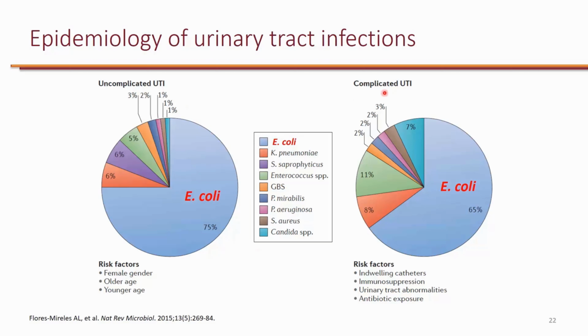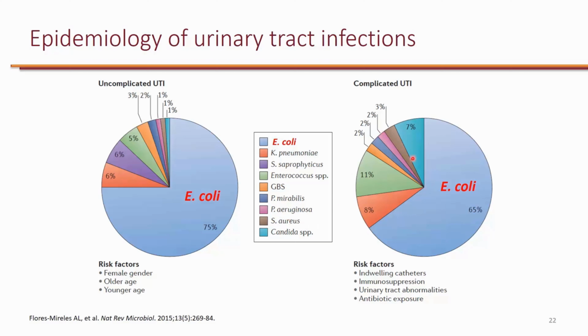And of course, when it comes to complicated UTI, it's still E. coli as your number one organism, along with Klebsiella and Enterococcus. However, note that in complicated UTI, you do start to see more Candida species causing UTI, or candiduria as we call it. Now, in complicated UTI, they are more likely to be due to resistant organisms. So, for example, look at Pseudomonas.